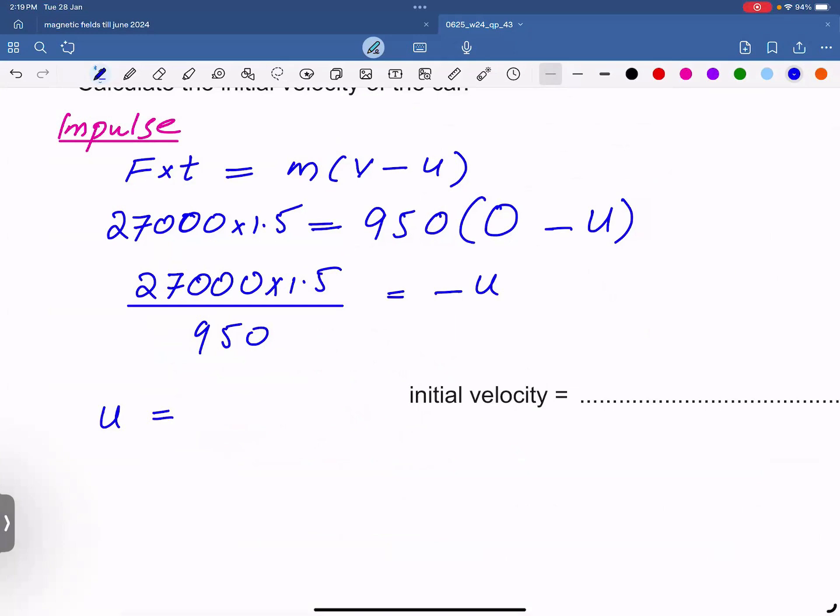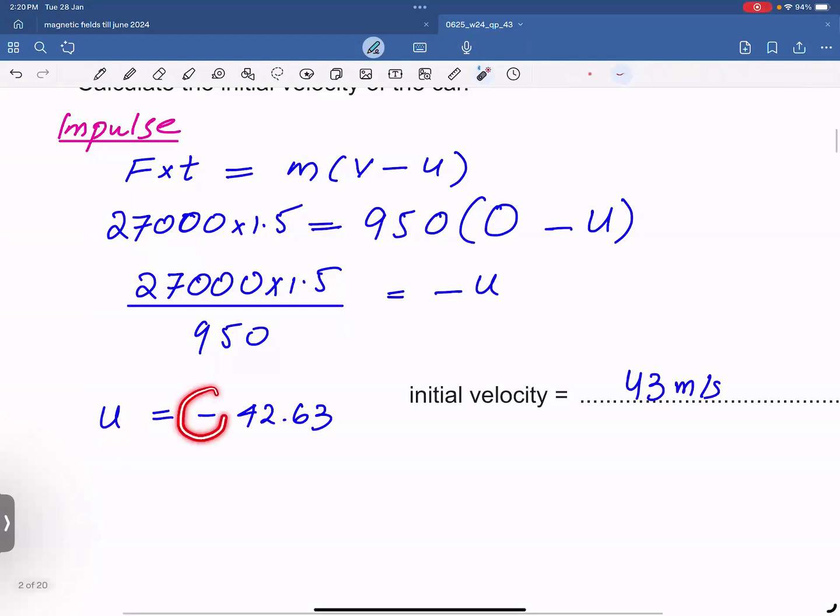as I always told you, first of all, you have to write the actual answer. Once you wrote the actual answer, then you will round to two significant figures. So let's calculate the actual answer. It's going to be 27,000 times 1.5 divided by 950, 42.63. I'll write three significant figures, 43 meters per second.